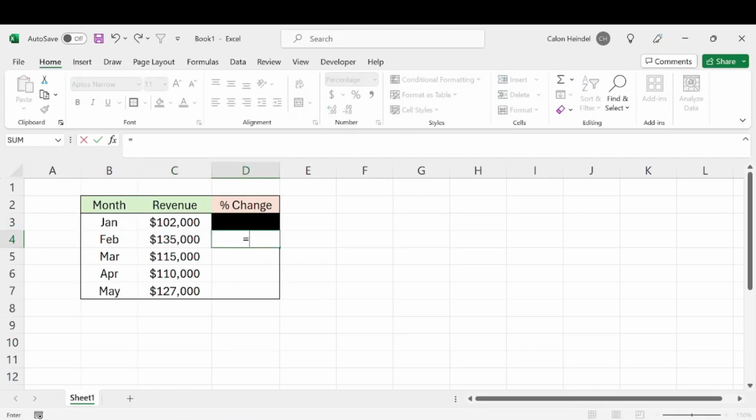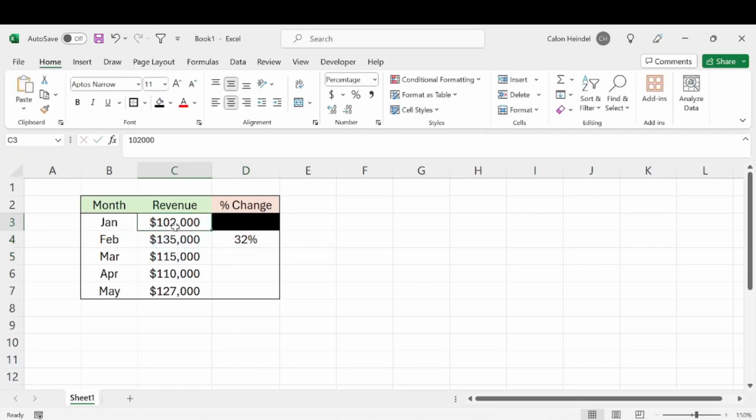After that, once we have two data points, we can use the formula. Basically what we're going to do is take the final value, which is the current month, minus the initial value, which was the previous month, close quote, divided by the previous month or the initial value. We're going to see that that is a 32% change, or our revenue increased by 32%.